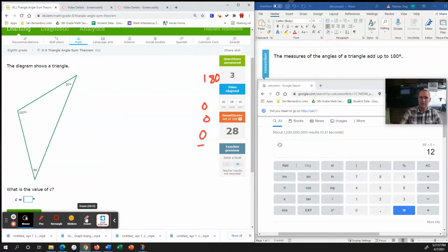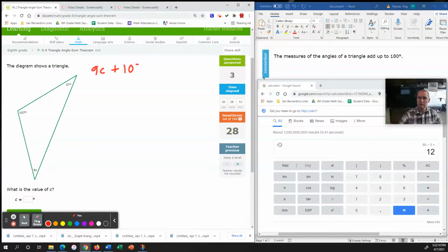All right, smart score 28. We're rolling. Keep on going with the momentum. We got this thing. All right, we can start at the bottom. Let's go 9c plus 107 plus 37. Because they're all adding, it doesn't matter what order you go in. If you put the 9c in the middle or you put 37 first, it doesn't matter. It's just adding. Equals 180.